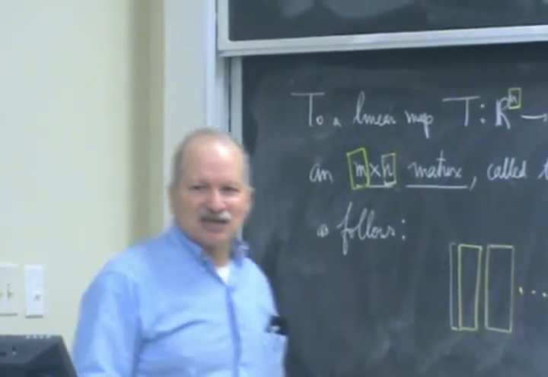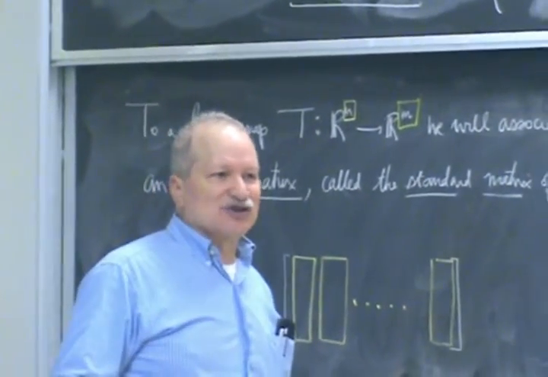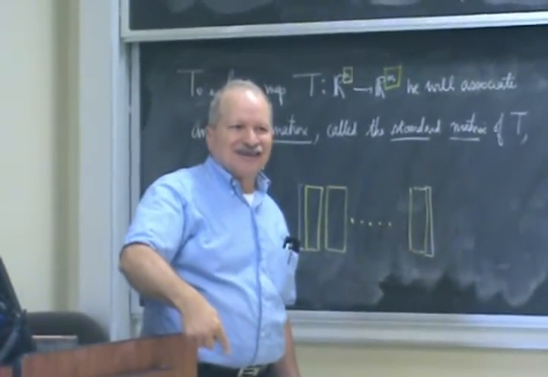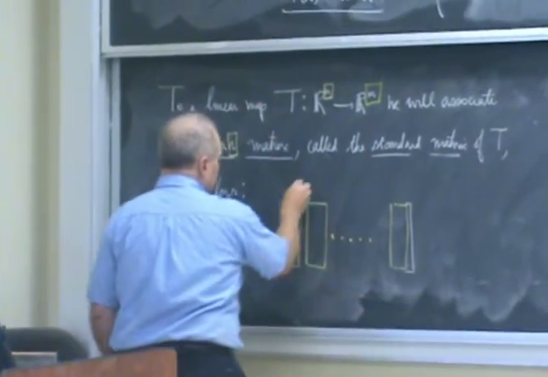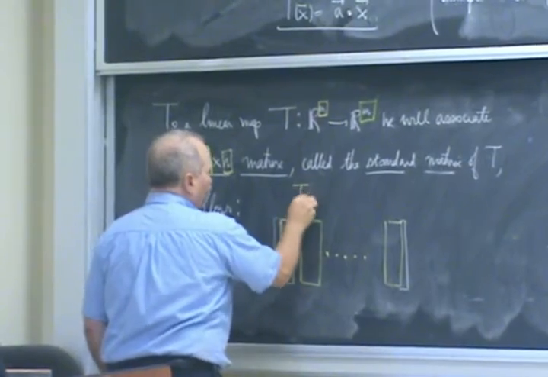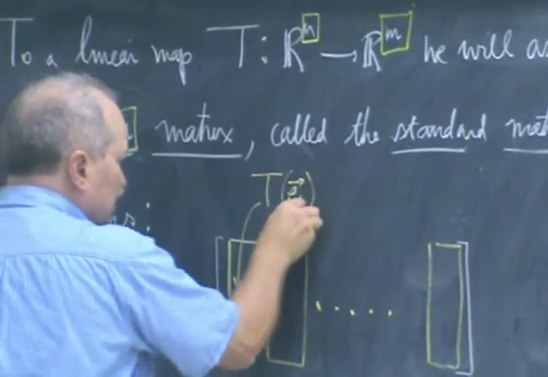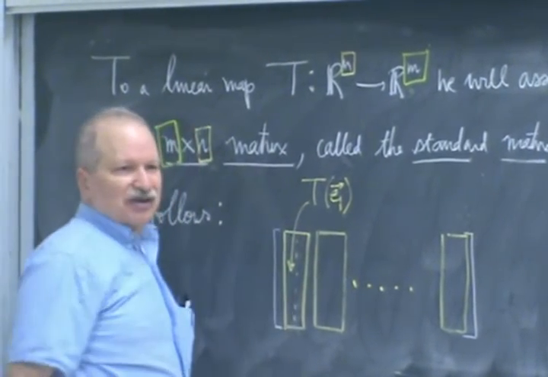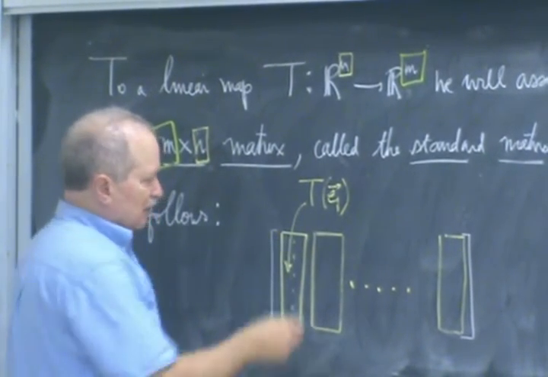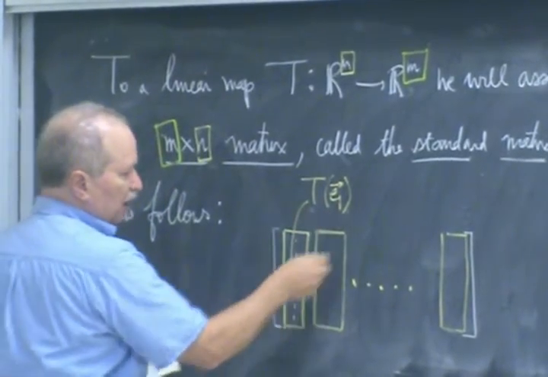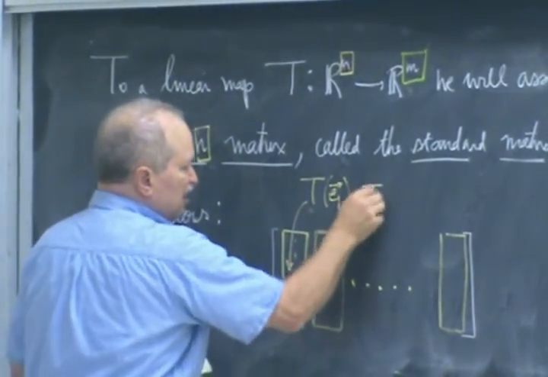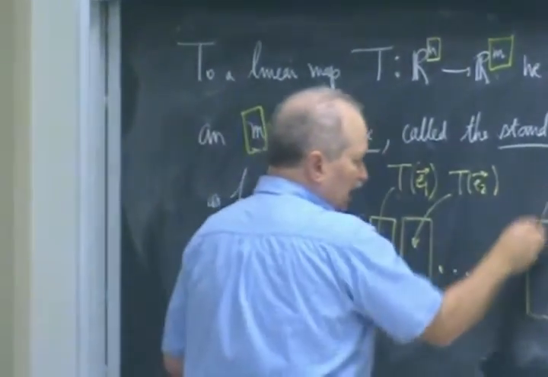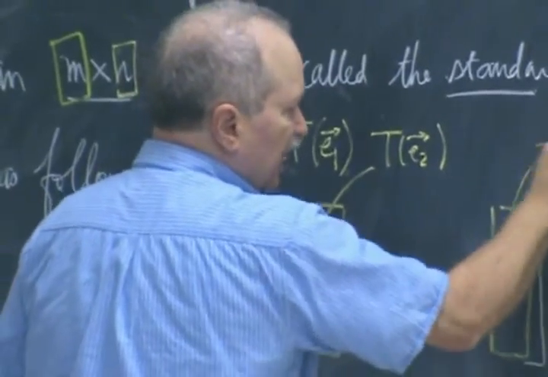So what did we learn about yesterday? We learned about the standard basis vectors. 1, 0, 0, 0, then 0, 1, 0, 0, and so on. I'm going to take T of the first standard basis vector. It's going to be a vector with m coordinates. I'm going to put that vector in here. So T of E1 is the first column. The second column is T of E2. I keep on going. The last column is T of En.